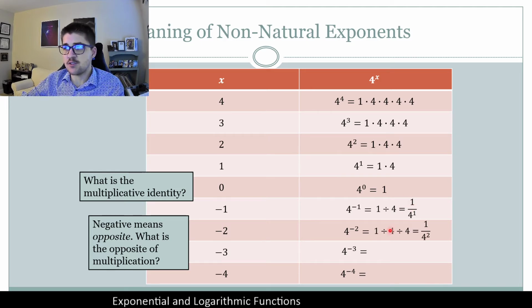And 4 to the negative 2 would just mean, well, I'm taking 1 and dividing by 2 4s. And again, 1 is the starting point, right? So it kind of makes sense why we have the 1 within that expression, and it's 1 divided by 4 squared. And so forth, right? 4 to the minus 3 would be 1 divided by 3 4s. And 4 to the minus 4 would be 1 divided by 4 4s.